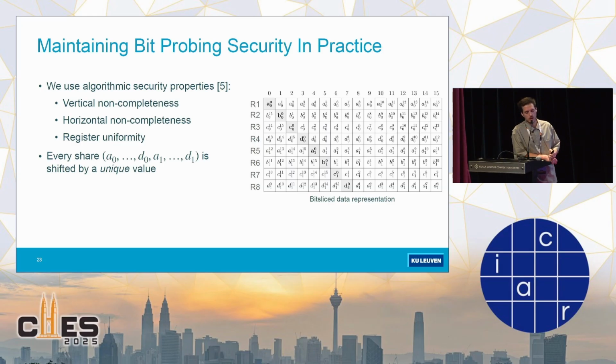So we reuse some algorithmic property that we defined in another paper, which was about vertical non-completeness, horizontal non-completeness, and register uniformity, where basically it states that each of the shares has to be shifted by a unique value, right? So this is the bit slice data representation. In the register R1, basically you have all the first bits of the first share, and so on and so on. Normally, everything will be aligned. That creates the risk of transition leakage. We shift everything by a unique value.